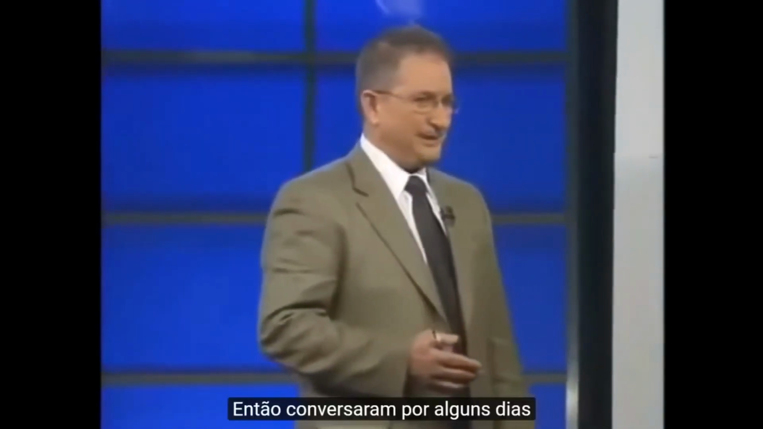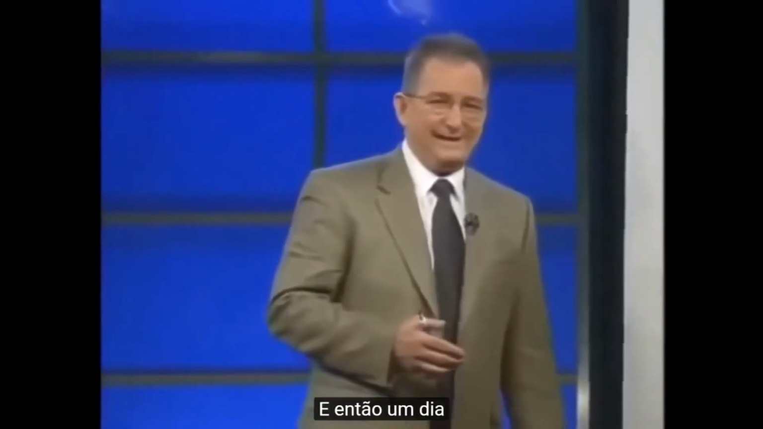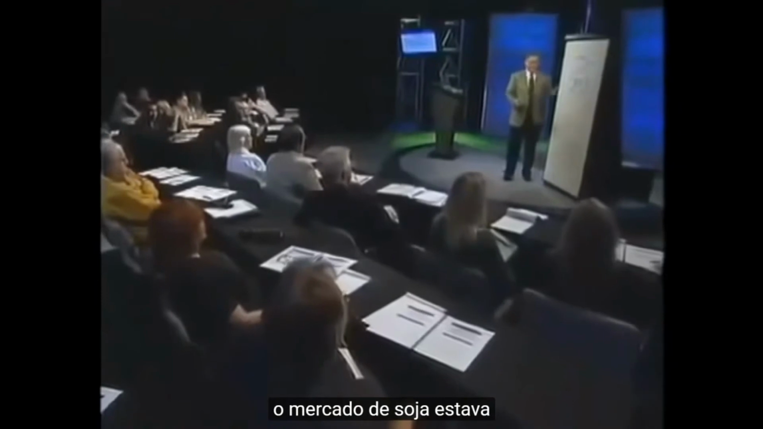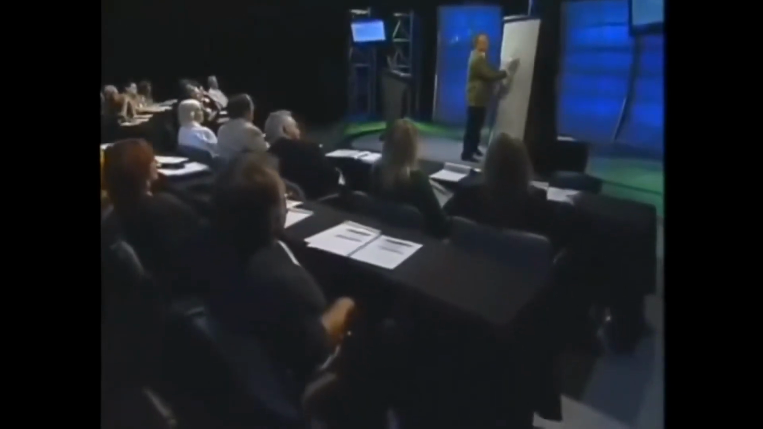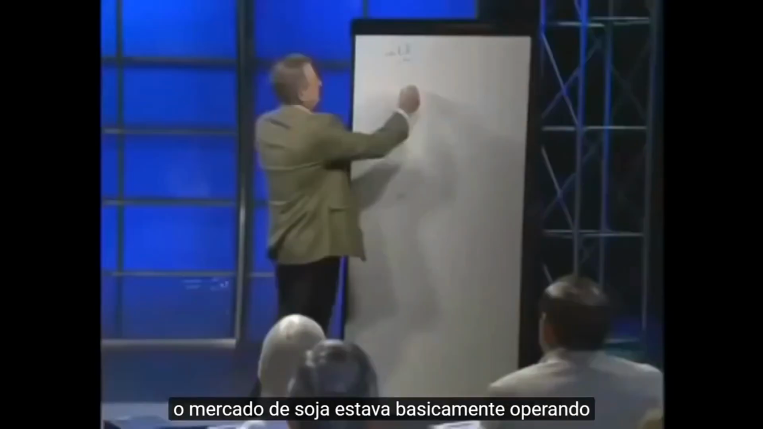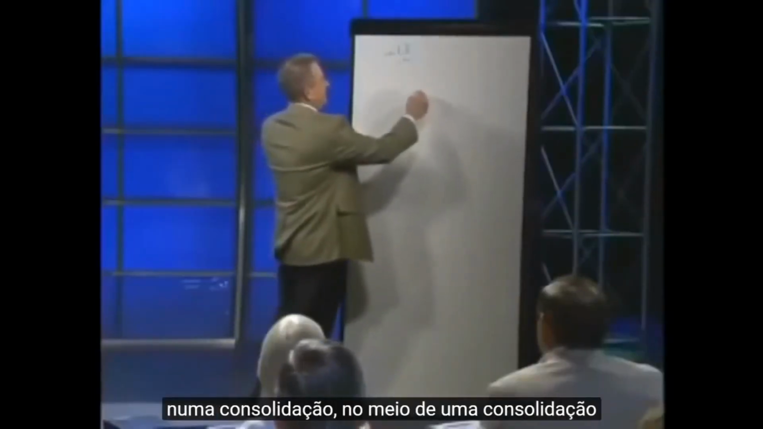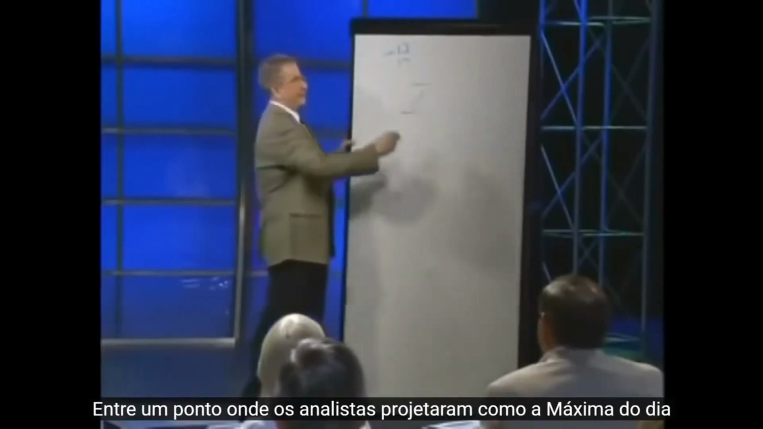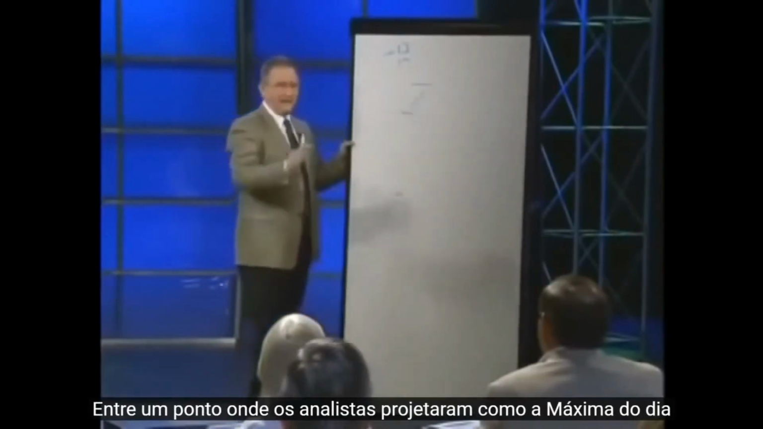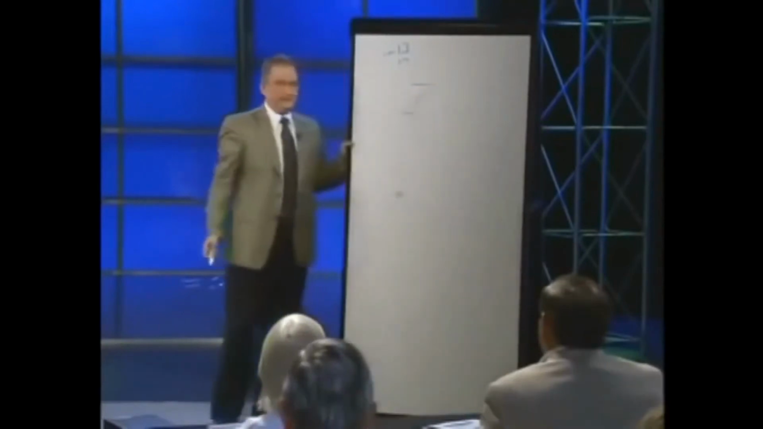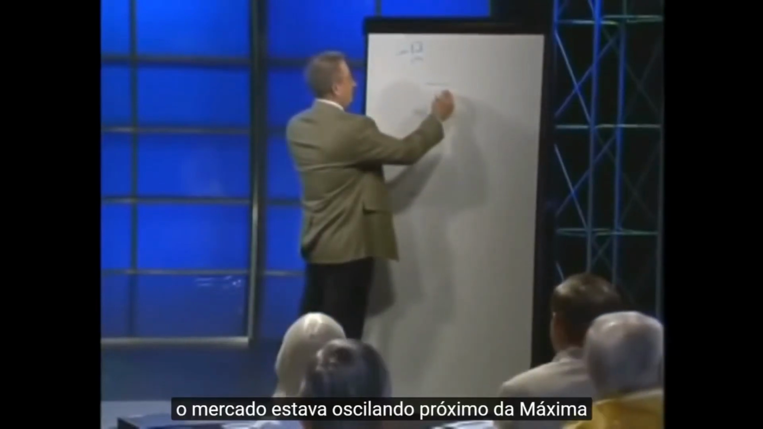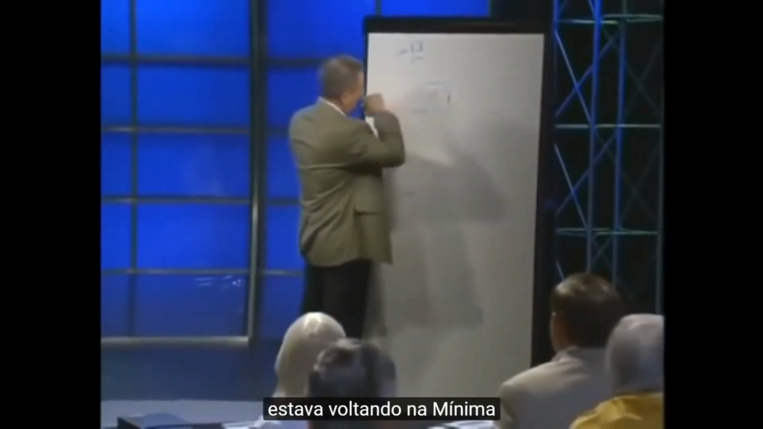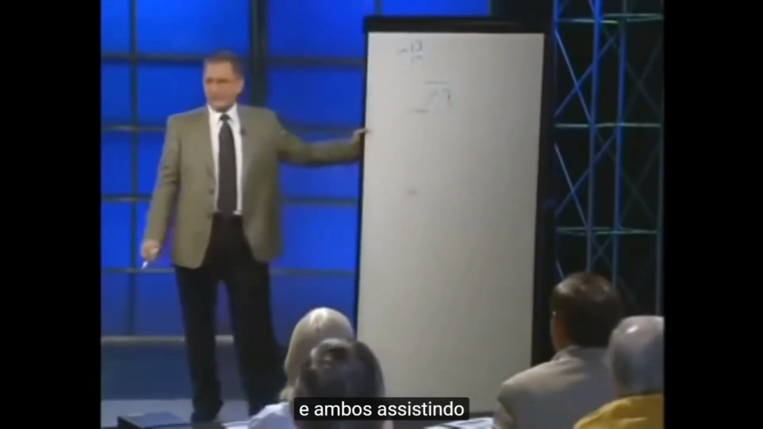And so he's sitting down with him for a few days, and it got to a point where one day, the soybean market was basically trading in a range, about the middle of a range between what the analysts projected as the high of the day and the low of the day, okay? And so the market drifted around, maybe did a close test of the high, and it's coming down to the low, and they're both sitting there and they're both watching it right now.